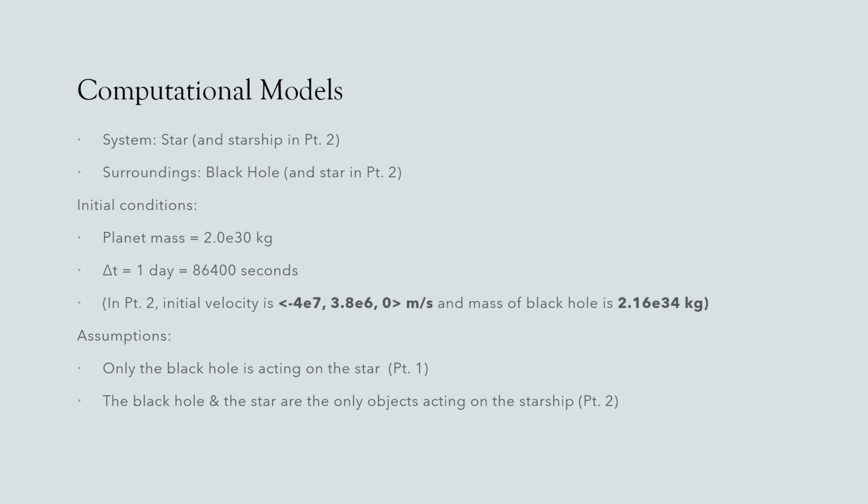The assumptions were that only the black hole is acting on the star in part 1, since there are no other objects included in the scenario, and things like air resistance are not included. Also, the black hole and the star are the only objects acting on the starship in part 2, since those are the only ones in the scenario which are said to affect the motion of the starship.